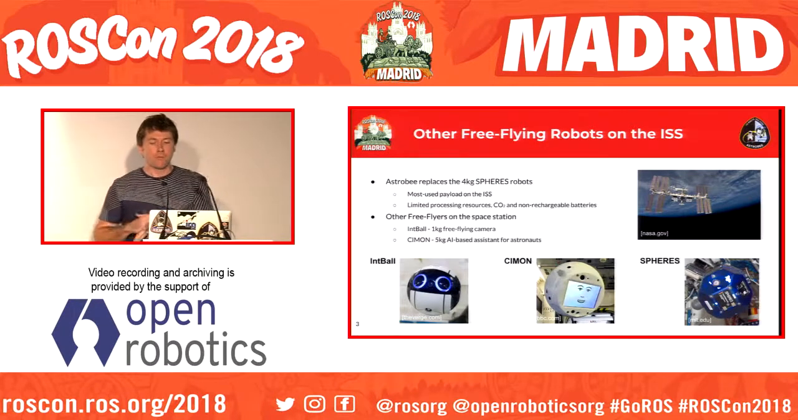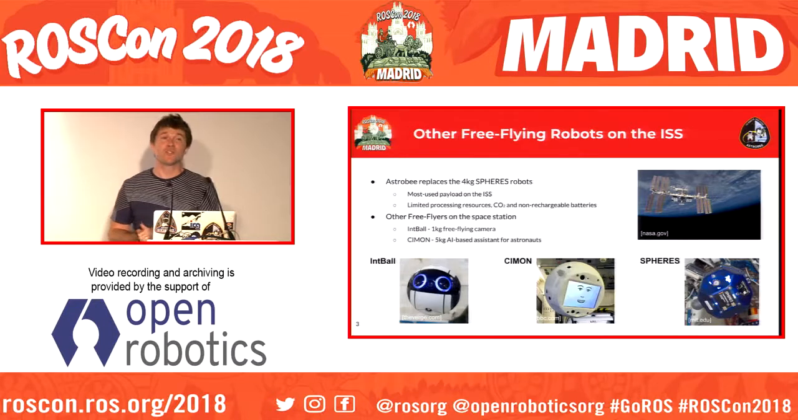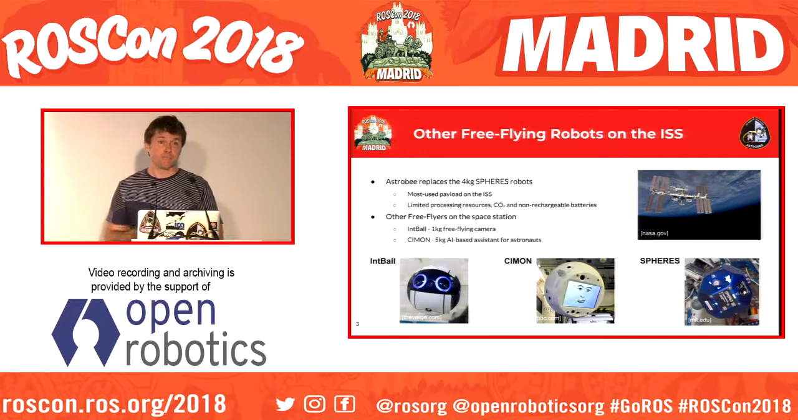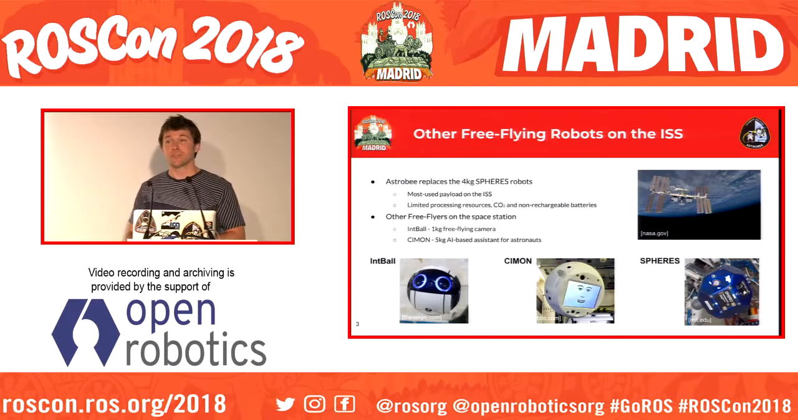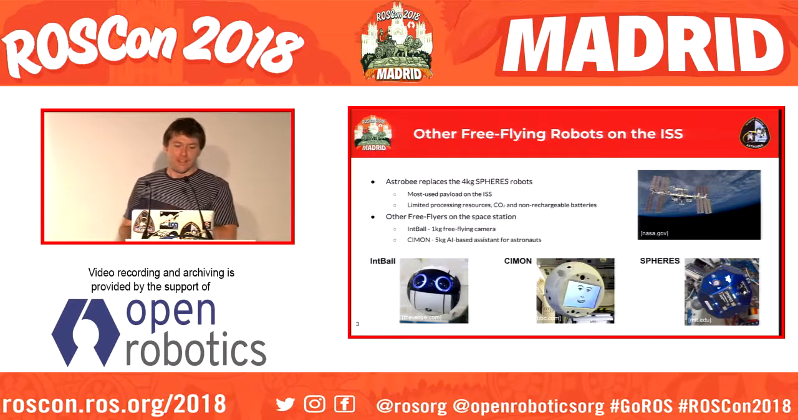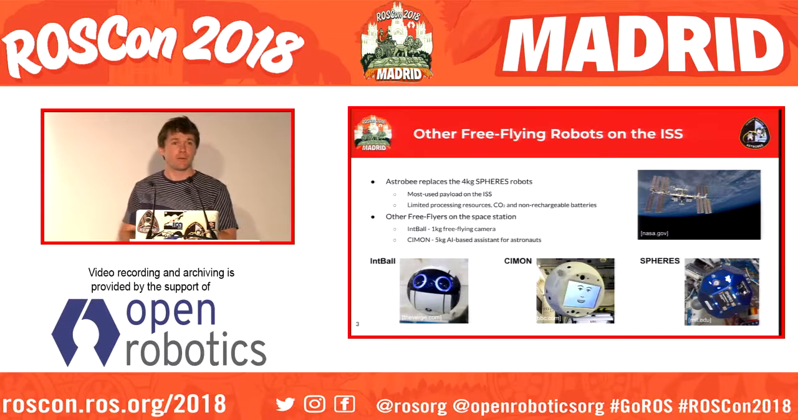The problem, unfortunately, with Spheres is that over time, its lack of computational resources has become evident. It also uses CO2 tanks, so you have to keep replenishing the CO2 tanks to make it fly. And it also doesn't have rechargeable batteries. It turns out getting a rechargeable battery on the International Space Station is rather tough. The other free flyers which aren't developed at NASA are the IntBall and Simon. In fact, the most recent you might have seen, I believe, is IntBall, which is JAXA and the Japanese module.